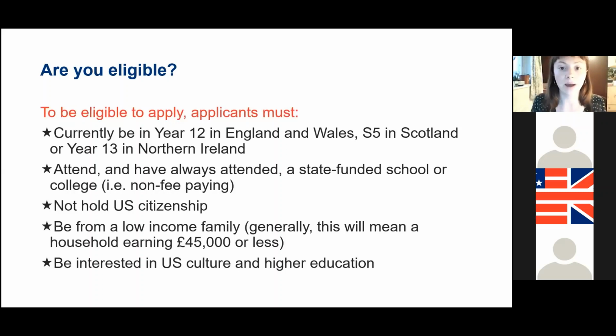I'll go through the first point, which is that you must currently be in Year 12 in England and Wales, or S5 in Scotland, or Year 13 in Northern Ireland. You must attend and have always attended a state-funded school or college, so you don't pay fees for your education. You must not hold US citizenship. And you must also be from a low-income family. This generally means that you'll be from a family where the household income is £45,000 a year or less.